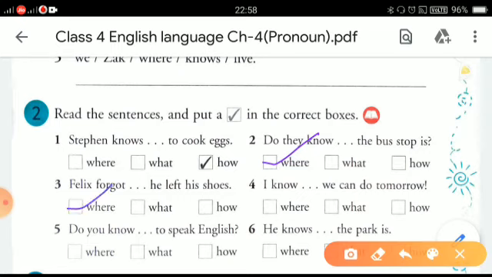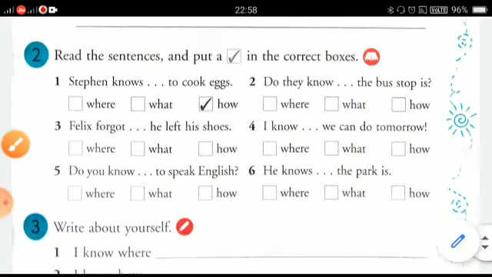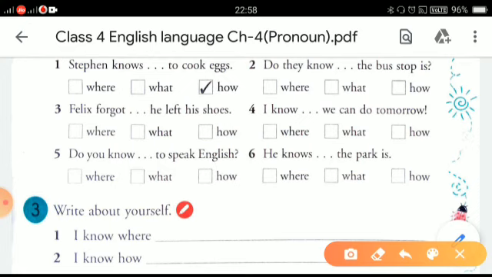Fourth one, I know what we can do tomorrow. Fifth one, do you know how to speak English? And the last one is, he knows where the park is. Now that's all in this chapter. Thank you.